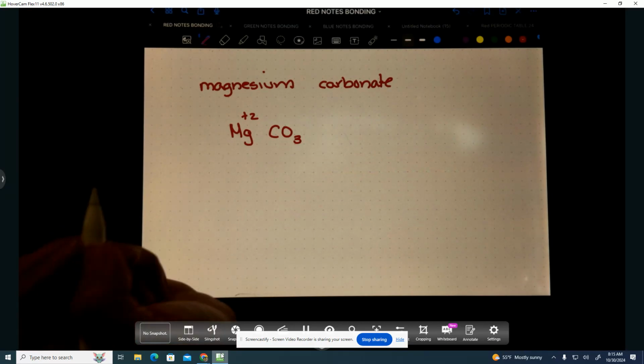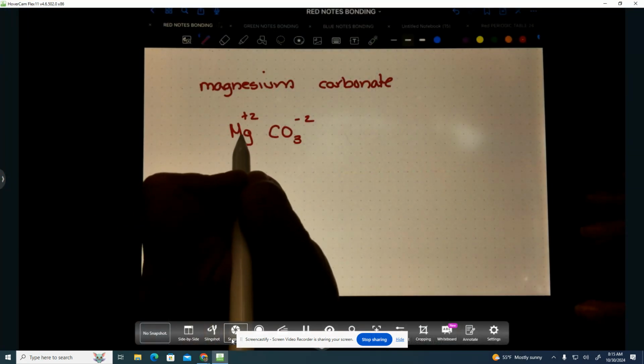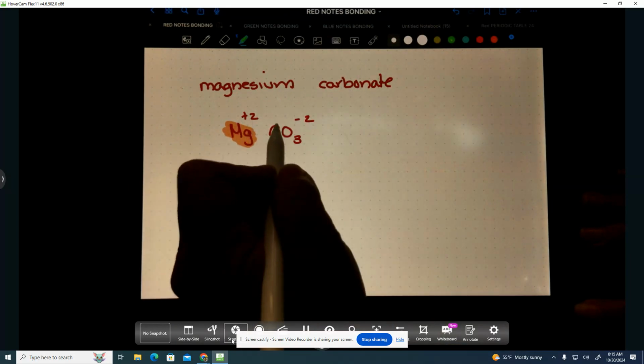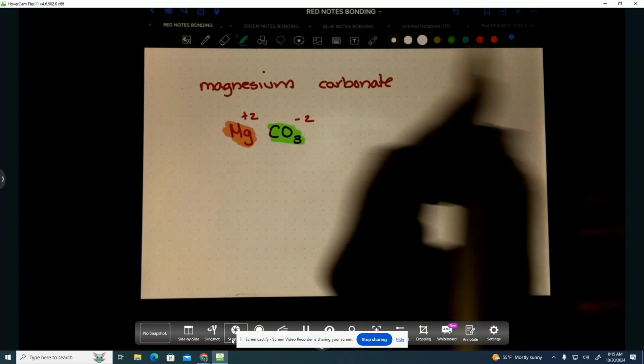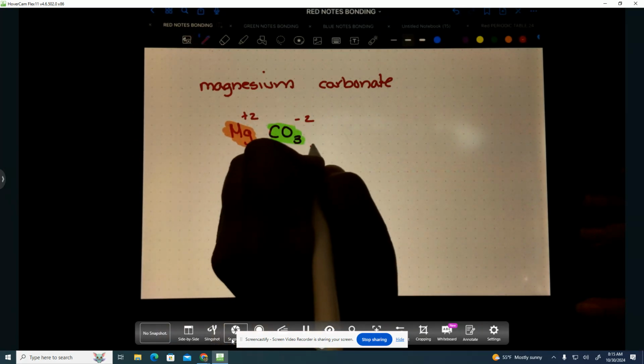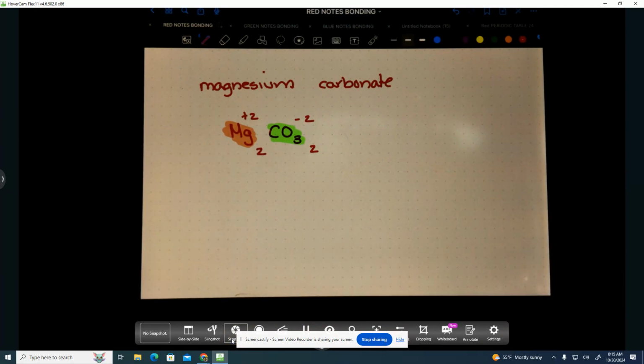CO3. Okay, and I'm getting that from here. The carbonate is CO3. What is its charge? -2. Okay, so now what I've done is I've got the cation, the magnesium. I'll make that orange. And I've got the anion, which is the carbonate. And I'm going to take these numbers. The 2 is going to come down here, and the 2 is going to go down there.